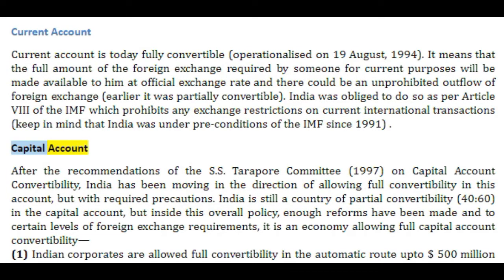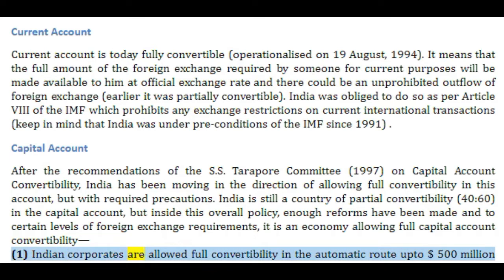Capital account. After the recommendations of the S.S. Tarapore Committee, 1997, on capital account convertibility, India has been moving in the direction of allowing full convertibility in this account, but with required precautions. India is still a country of partial convertibility, 40-60, in the capital account, but inside this overall policy, enough reforms have been made, and to certain levels of foreign exchange requirements, it is an economy allowing full capital account convertibility.